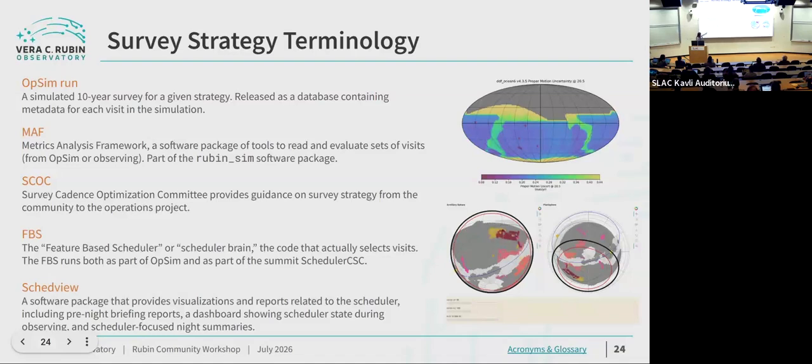And then we have SchedView, which is another visual package for looking at a lot of the observations that are coming out of the telescope on an individual night, so we can see how well we've done.